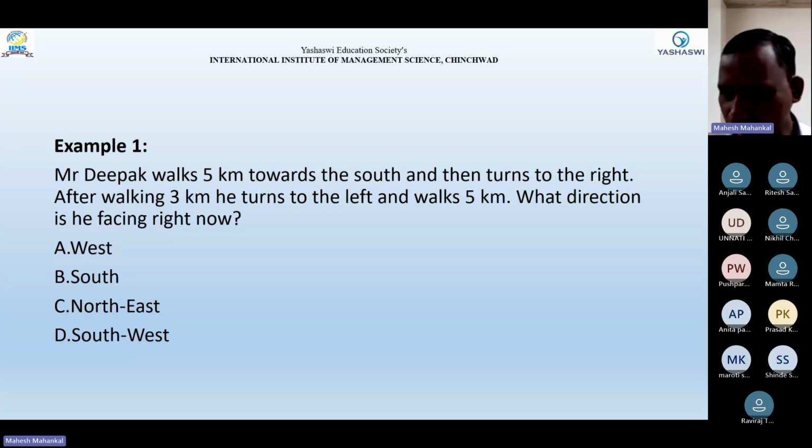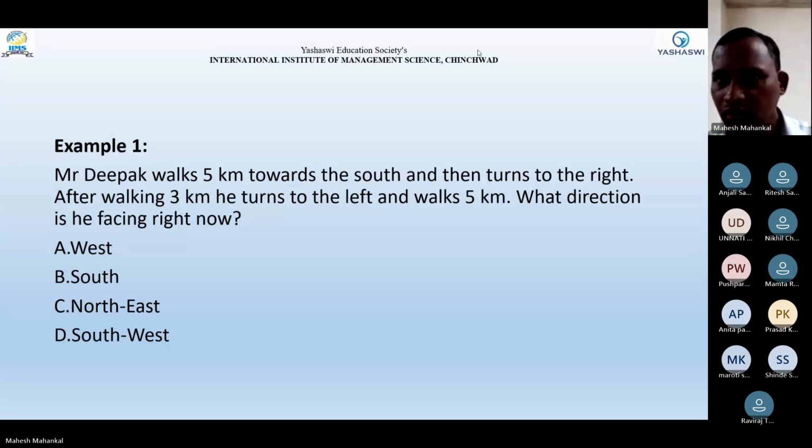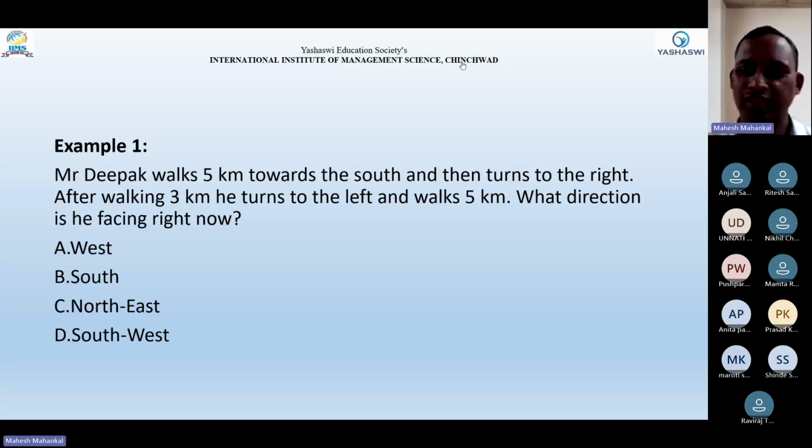A. Who has told this and who has given this answer? Yes. North. Maruti. Maruti Shankar. Okay. Maruti says that option A is the correct answer. Anyone want to give the correct option?